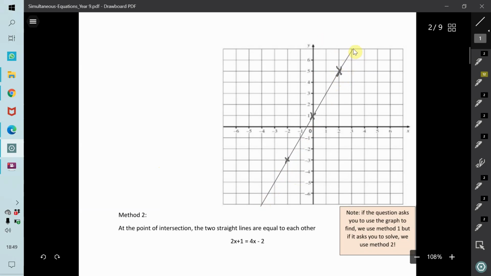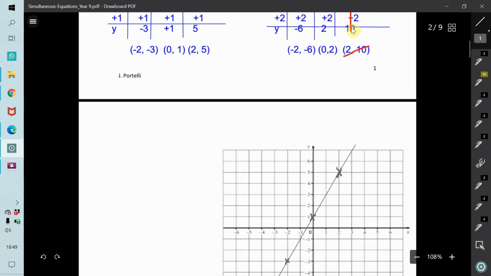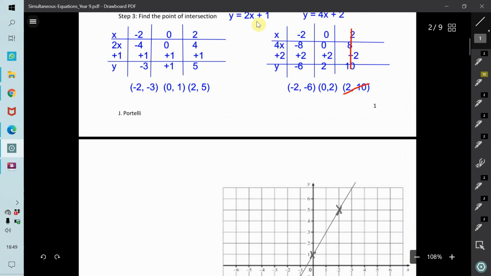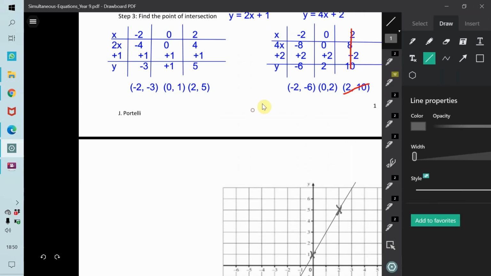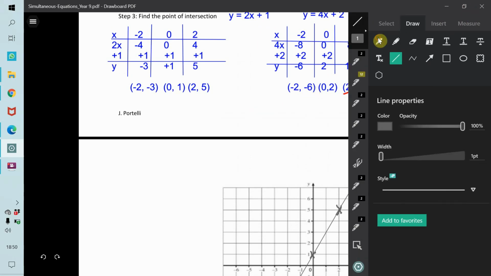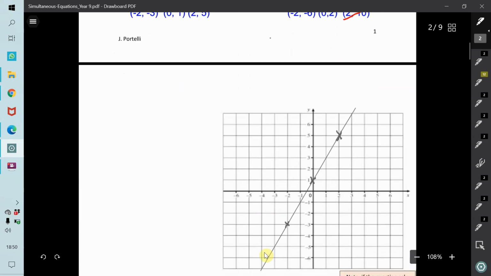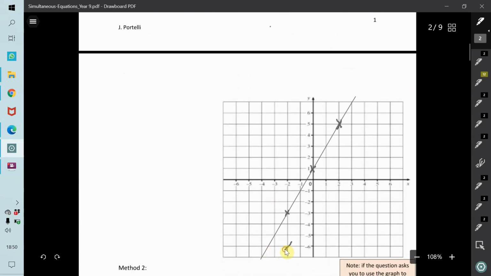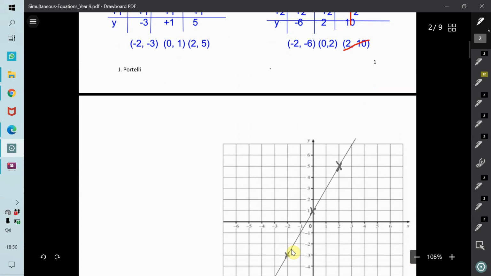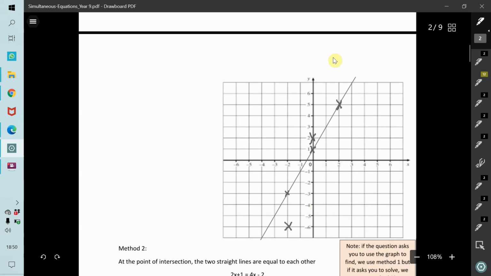Now, of course, I don't have a long ruler, so I'm going to try my best like this. Okay, so most probably something like this. Let me draw this line, minus 2 comma minus 6, 0 comma 2 up here, and then the other one is 2 comma 10, which goes all the way.